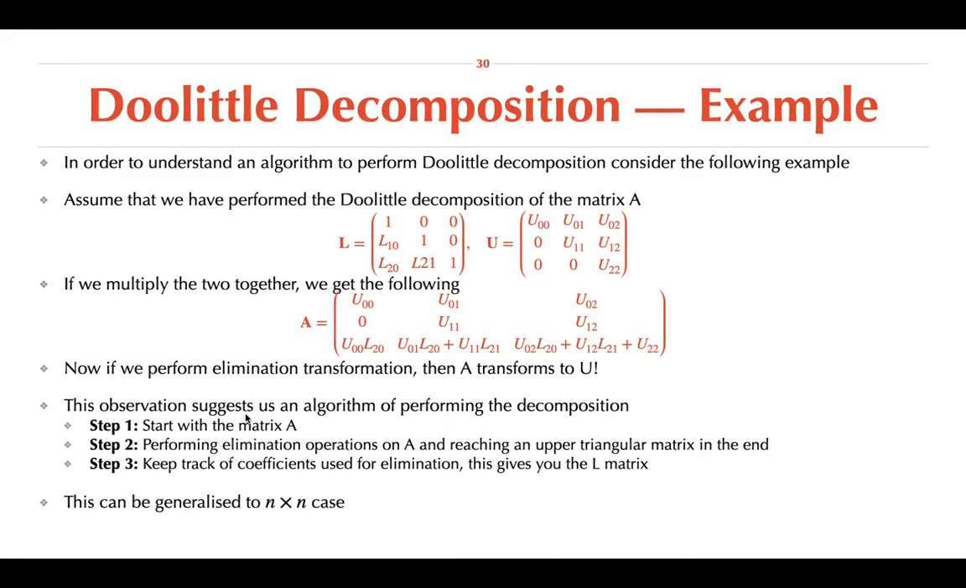Okay, so this is the algorithm for making the LU decomposition. Start with any given matrix A, perform the elementary row transformations, but keep track of all the coefficients that you have used for elimination. Finally you will reach the upper triangular matrix, and the coefficients that you got in between will give you the lower triangular matrix. So this is the algorithm for implementing this, and this can be generalized to the n cross n case. Here I have shown the example for 3 cross 3, but this can be generalized to n cross n.